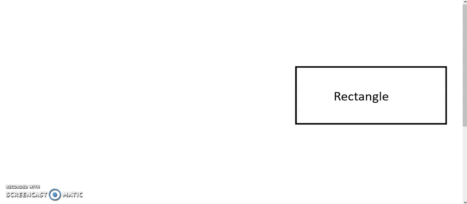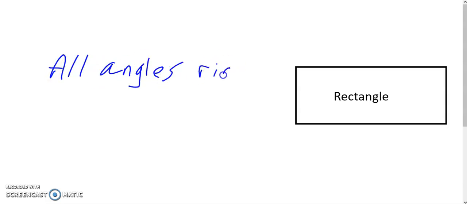True story. Except now, because it's a rectangle, we know all angles are right angles. All the angles are right angles. That means that in every corner is a 90-degree box, because you can see opposite angles are still congruent. Same side or consecutive angles still add up to 180. They're still supplementary. They add up to 180. 90 plus 90 is 180.